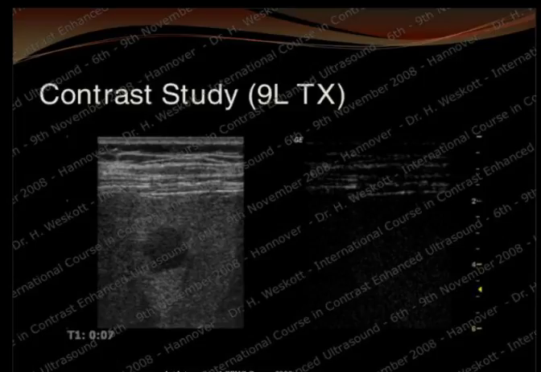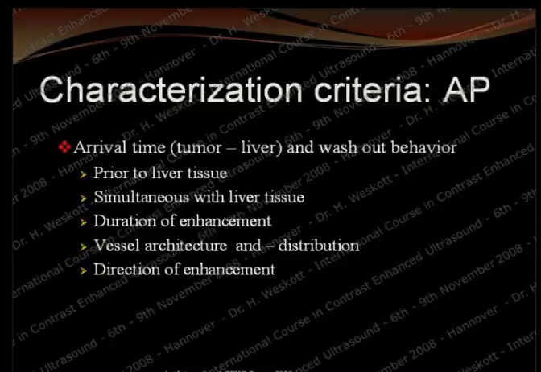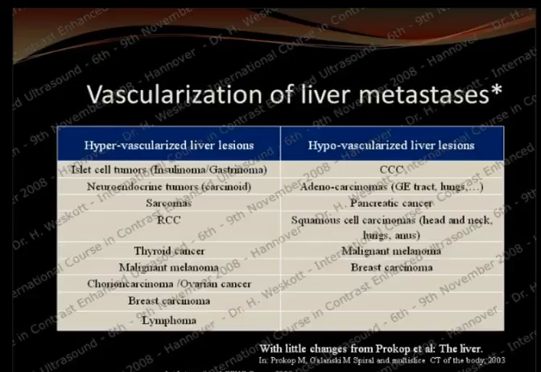So characterization criteria in the arterial phase is the arrival time between tumor and liver. I already mentioned that. So which tumors are typically hypervascularized and which ones are hypovascularized? Islet cell tumors like insulinoma, gastrinoma, neuroendocrine tumors, carcinoid, sarcomas, very often RCC, thyroid cancer, malignant melanoma, ovarian cancer, breast carcinoma, and also lymphomas, I'll show you later. And then we have, CCC is of course not a metastasis, I'm sorry for that, but adenocarcinomas from the GI tract, lungs, pancreatic cancer, squamous cell carcinomas, and sometimes also malignant melanomas.